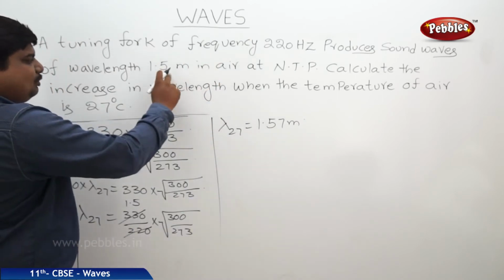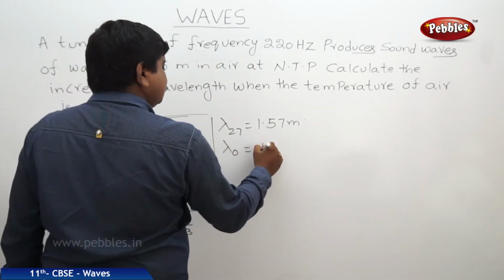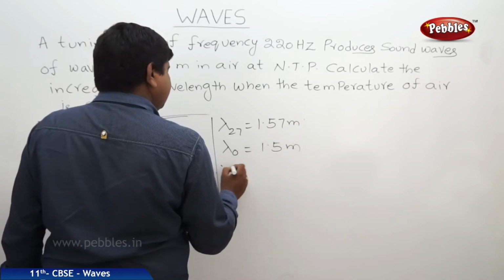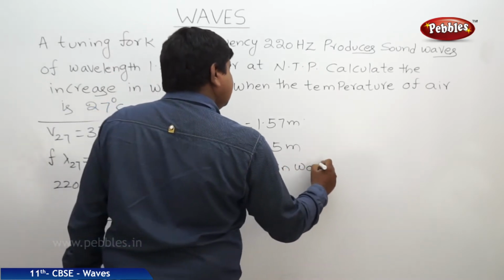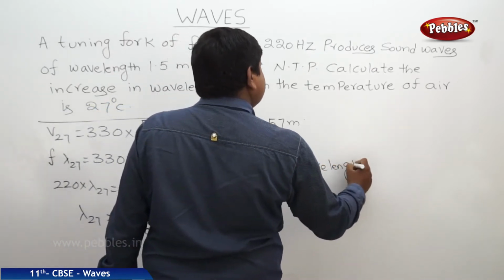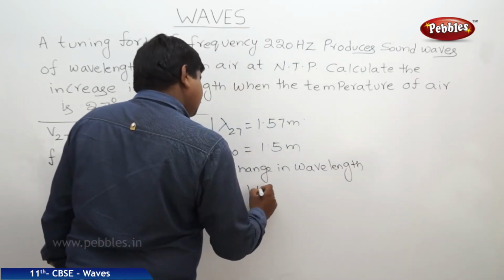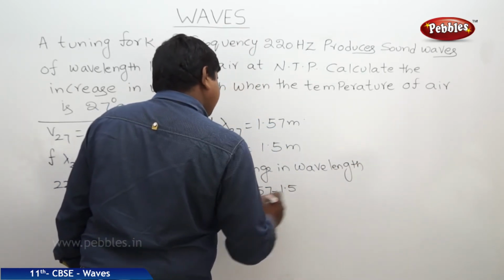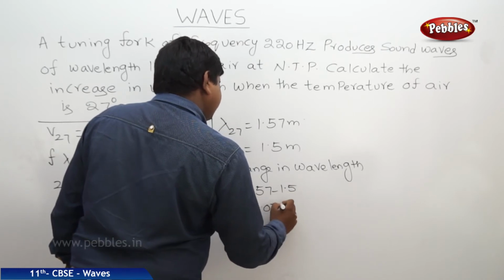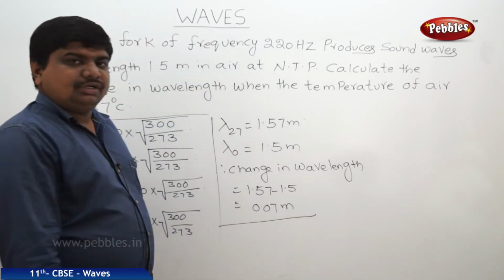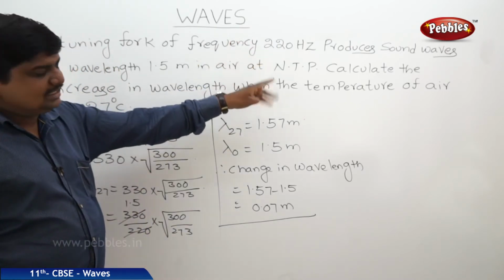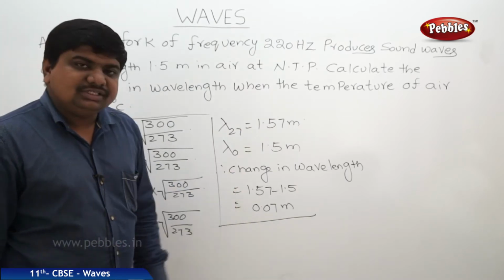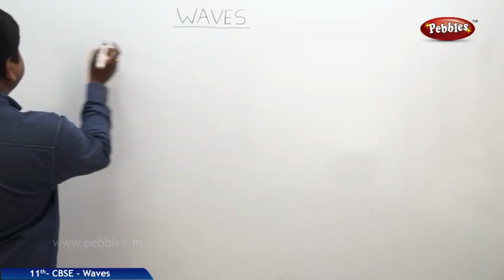Lambda at 0 degrees C is 1.5 meters. Therefore, change in wavelength is equal to 1.57 minus 1.5, that is equal to 0.07 meters. So if the temperature rises from 0 degrees to 27 degrees in these conditions, the change in wavelength will be 0.07 meters. So the next concept is classification of sound waves.